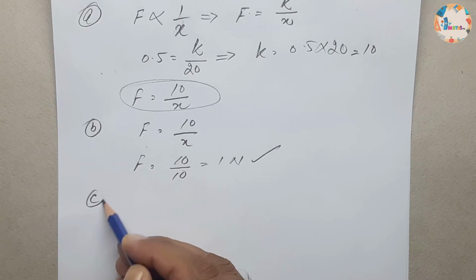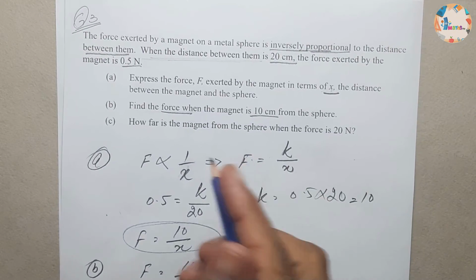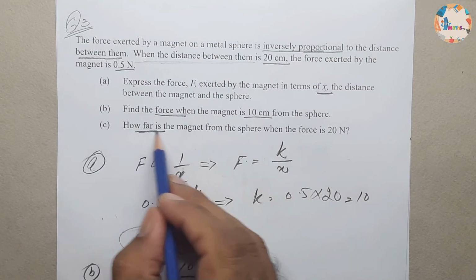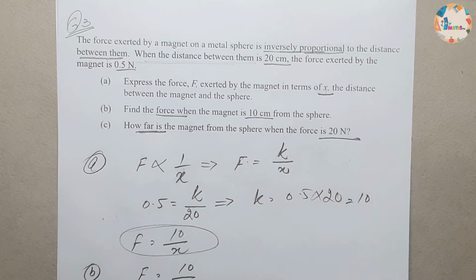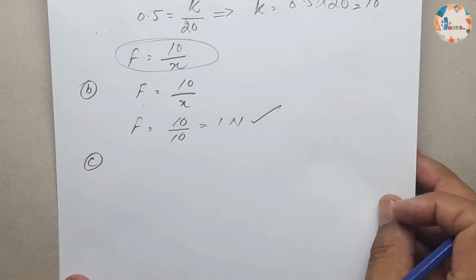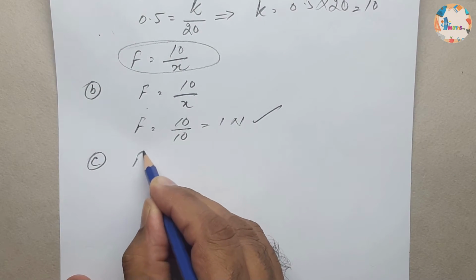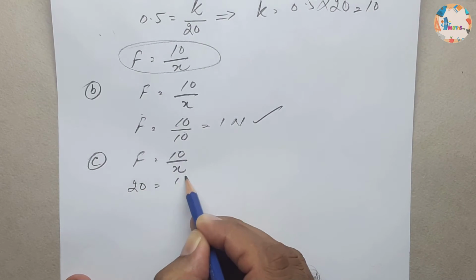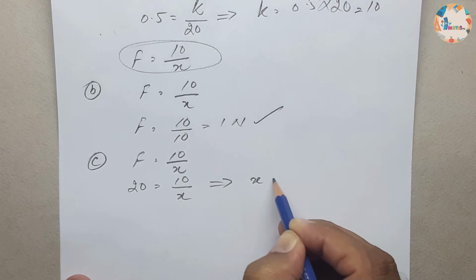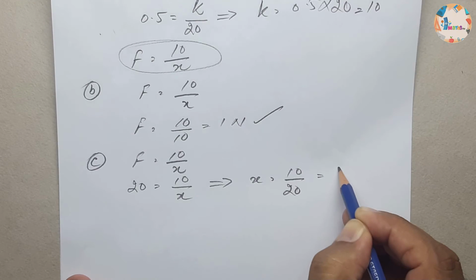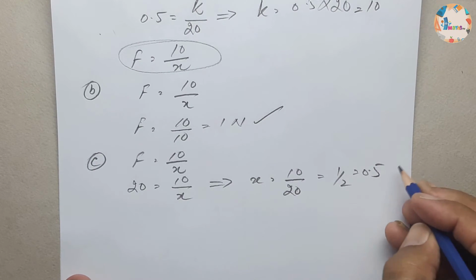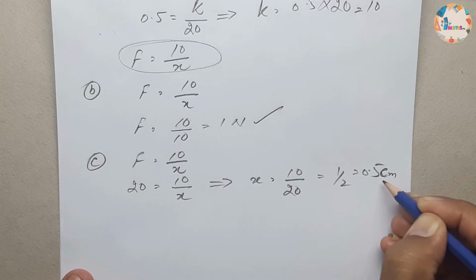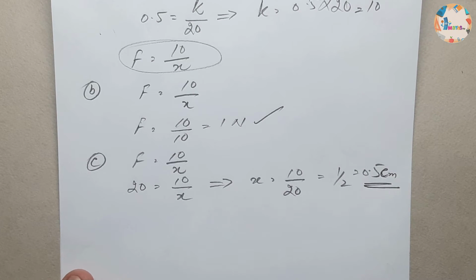We can go through part C also. How far is the magnet? Now we have to find the distance from the sphere when the force is 20 Newton. So force is given as 20 Newton. The same equation we will be using. F is equal to 10 over x. Now 20 Newton force and 10 over x. This implies x is equal to 10 over 20. This is equal to 1 by 2 or 0.5. This will be in centimeters, because the units mentioned in the question are centimeters. So this will be our answer.